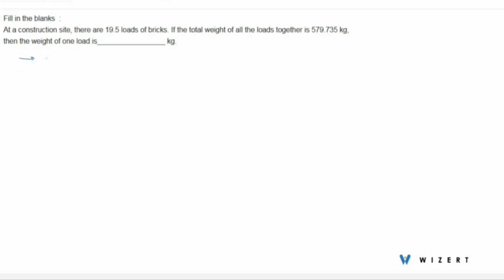Now we have the total weight of all loads as 579.735 kg, and there are 19.5 loads of bricks.